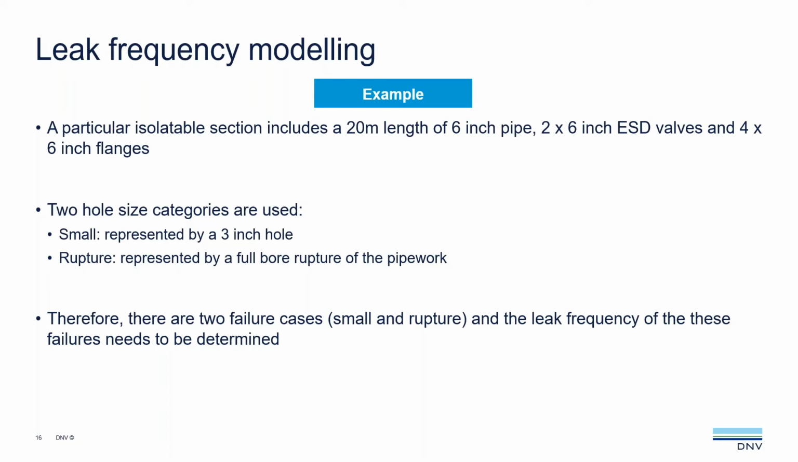And the analyst in this study wants to model 2 hole size categories. They want to model a small hole size, which represents a 3-inch hole, and a rupture hole size, which represents a full bore rupture of the pipework. In reality, in a QRA, you're likely going to have more hole sizes than this. Typically, you would have at least 3 hole sizes, possibly 4 or maybe even 5 hole size categories. But just for simplicity, for the purposes of this example, we'll stick with these 2 hole size categories.